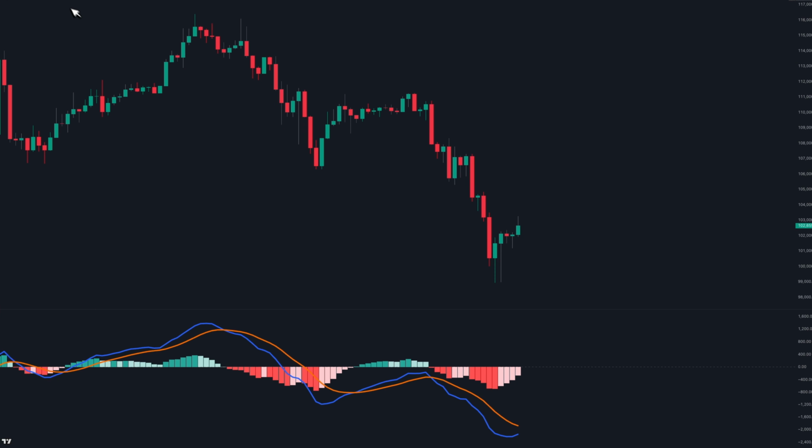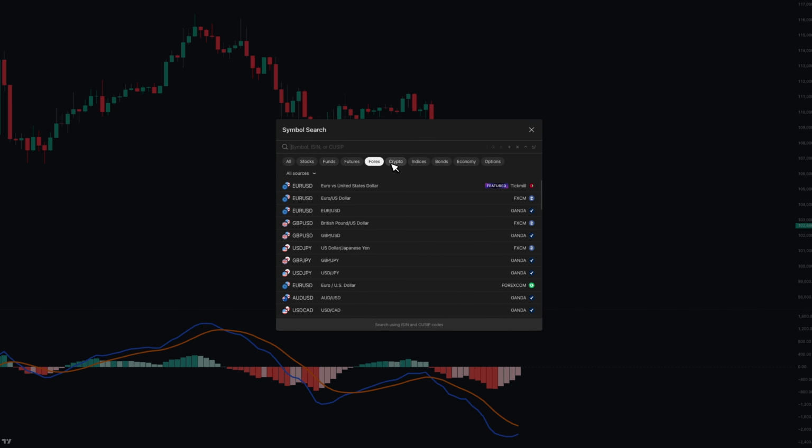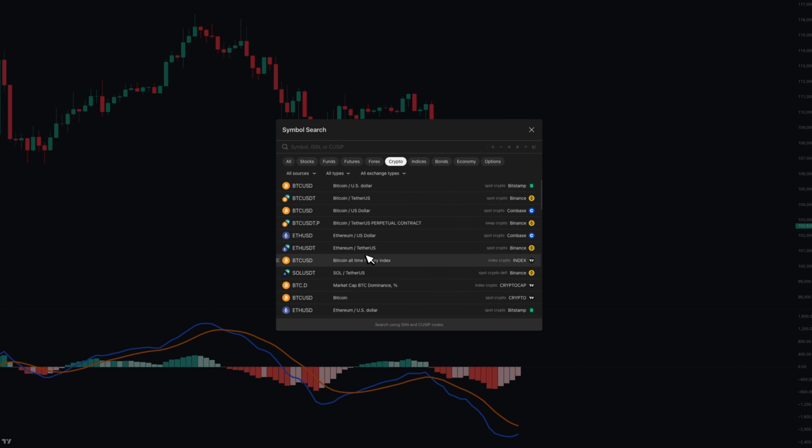In Forex, this works beautifully on Euro/USD and all other pairs. In crypto, try Bitcoin or Ethereum on 4-hour or daily charts. You'll see how many strong continuations start with a hidden divergence pattern.